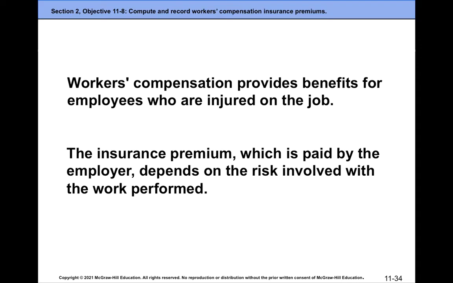The employer pays this insurance premium based on the type of employees they have, what type of jobs they do. It depends on the risk involved with the work performed. So if you have office employees, your premiums will be much lower than if you have factory employees or warehouse employees. Chances of being hurt at a factory or at a warehouse are much higher. This is actually one of the reasons why we're losing manufacturing jobs overseas, because there is no workers' compensation if you ship the manufacturing jobs to other countries. But if you keep them in the United States, you have to pay high premiums.